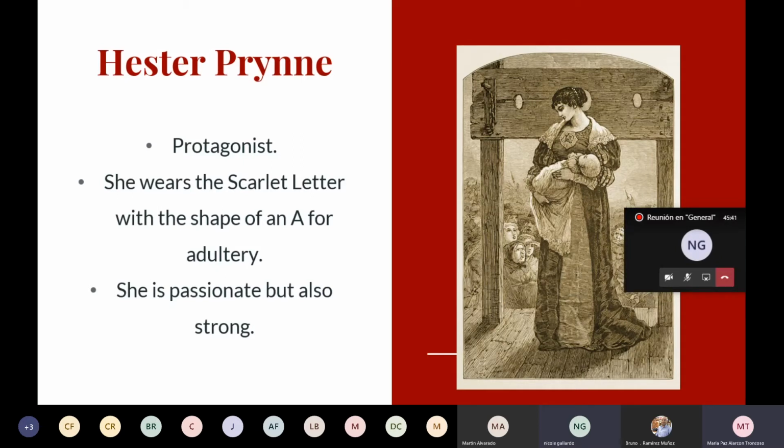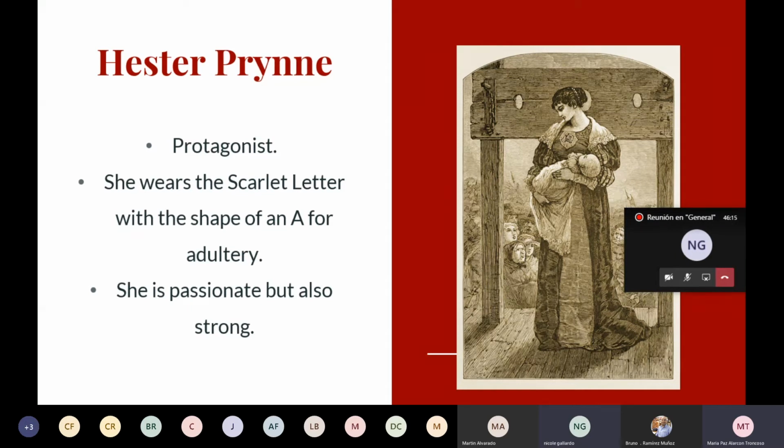Hester is passionate, but she's also strong. She's a strong woman. She endures years of shame and scorn for her adultery. She is equal in intelligence and thoughtfulness to her husband and Dimmesdale, who is her lover. And she's able to make observations about her community, particularly about how they treat women during that period.